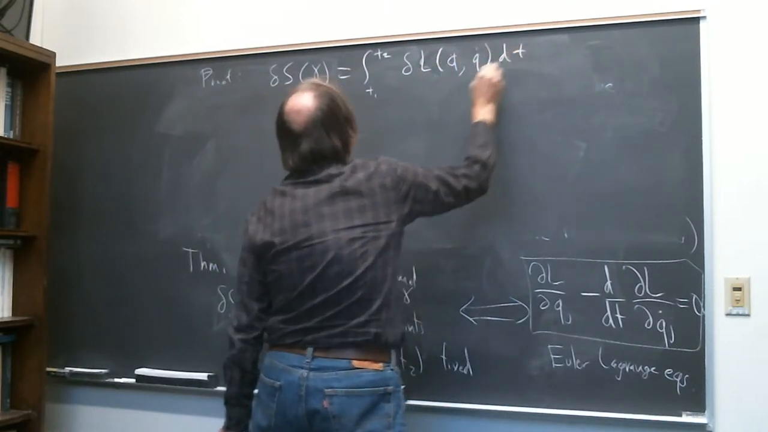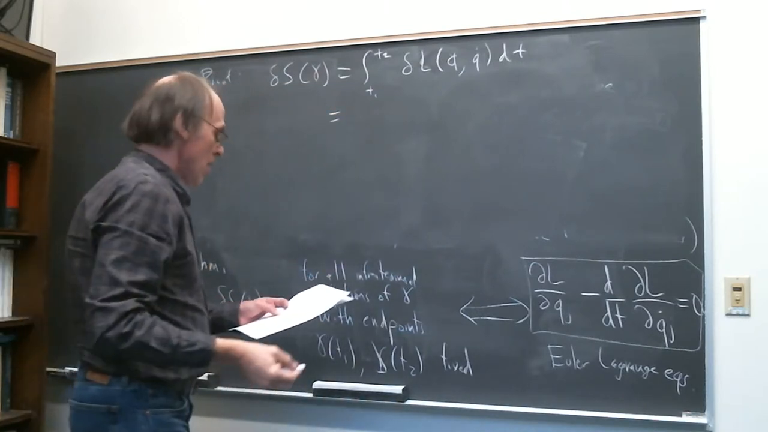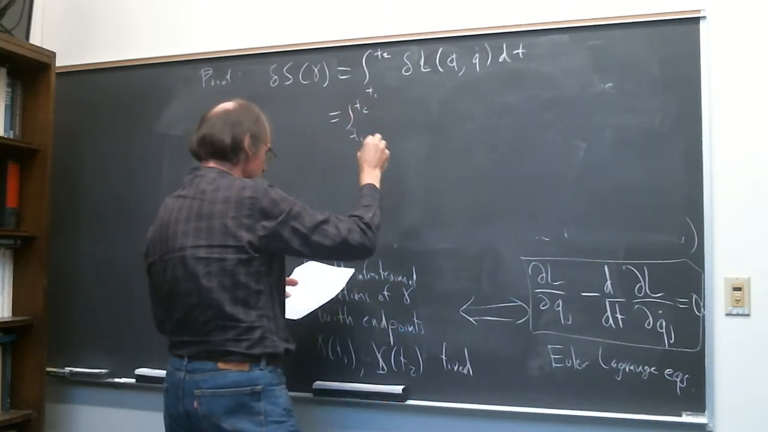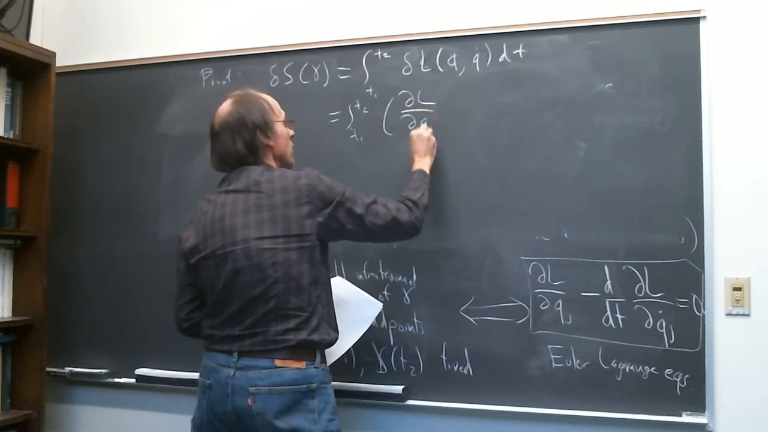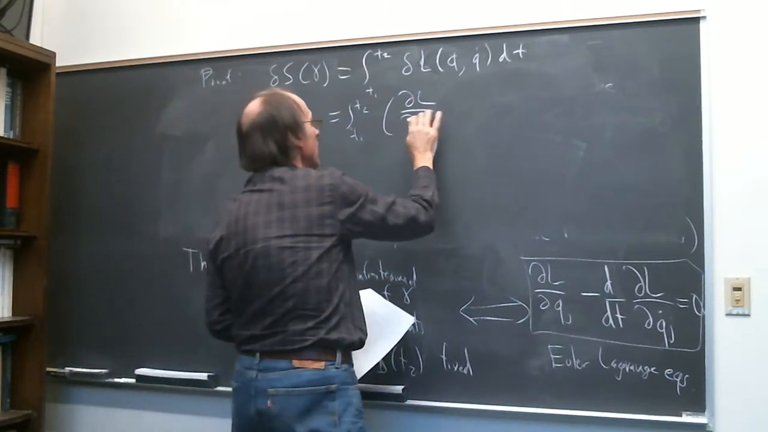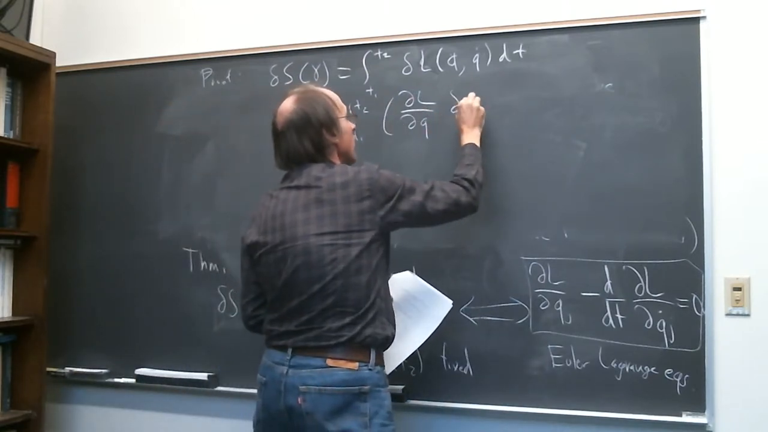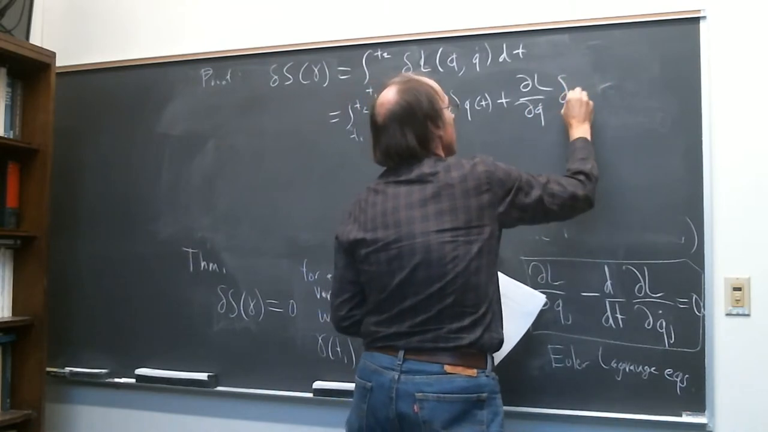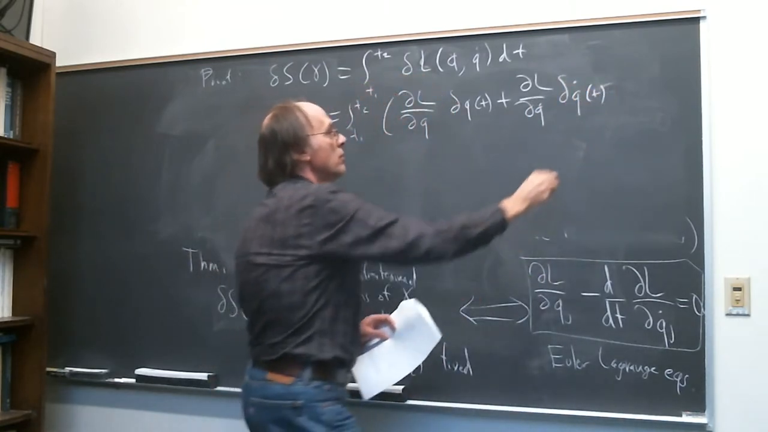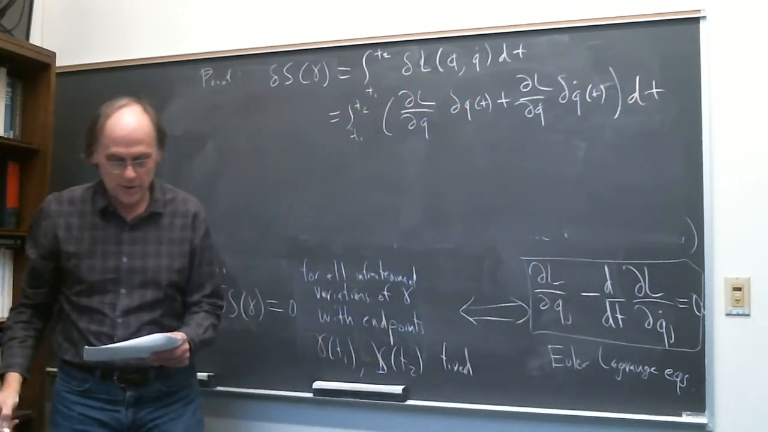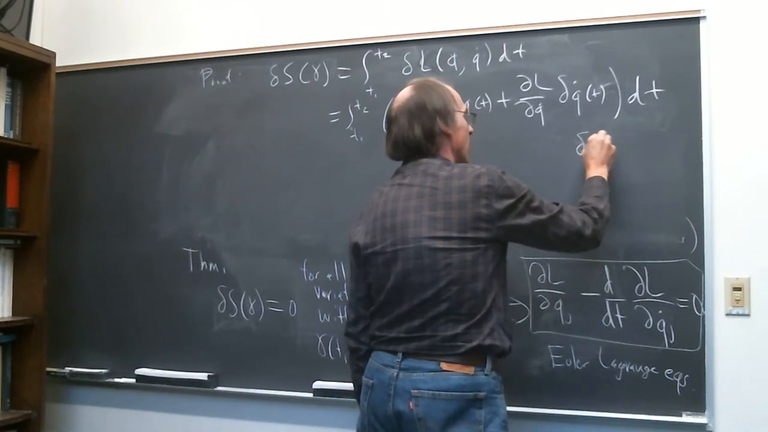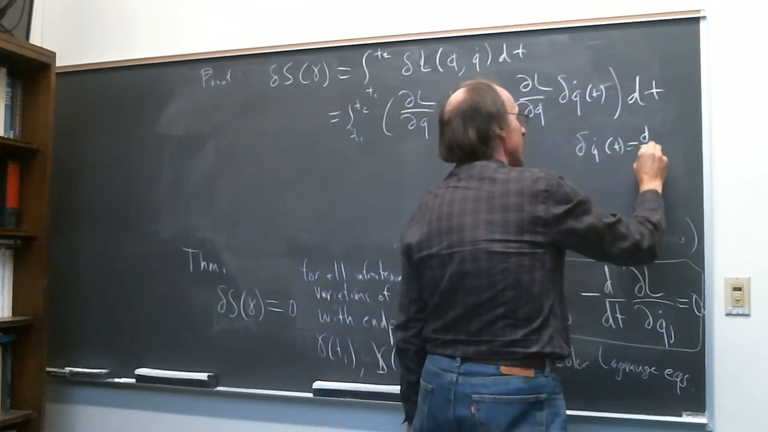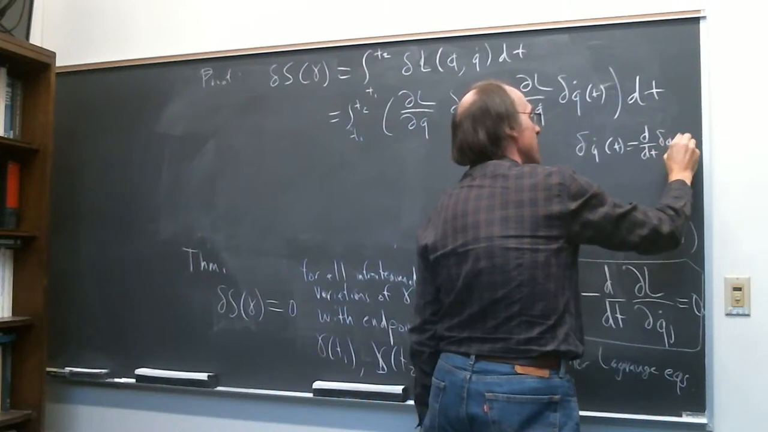But that's going to be some kind of, so it's going to be the integral from T1 to T2, and then there's going to be a dL/dq times delta q of t plus dL/dq dot times delta q dot of t, dt. And then what you do is you use that delta q dot is d/dt of your variation in q.